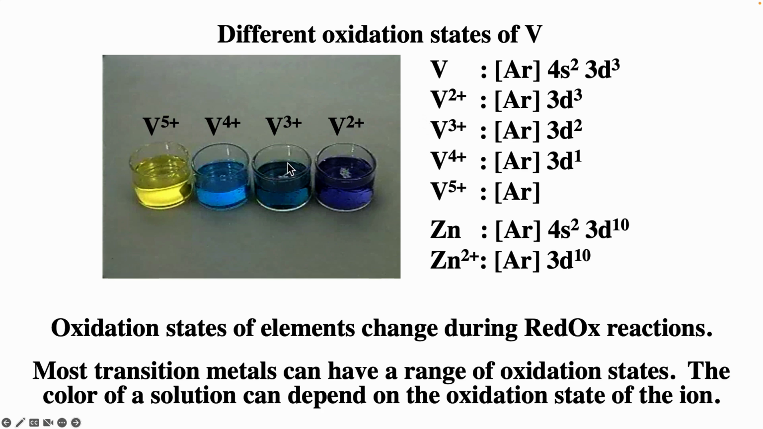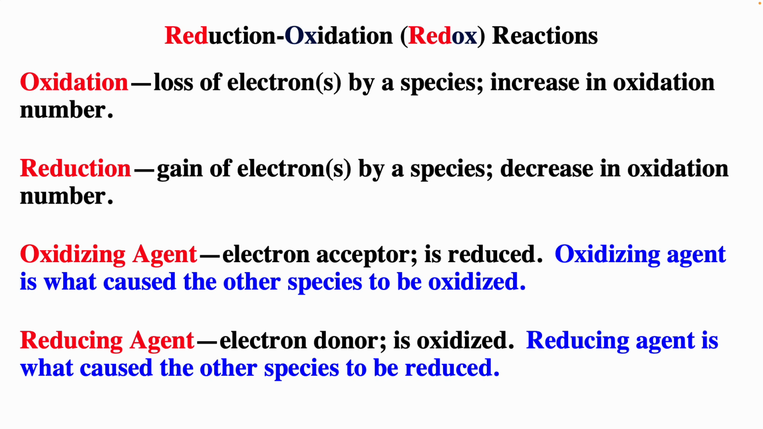Now each of these different oxidation states actually has a different color. Remember, transition metals can have a wide range of oxidation states. And so what we're seeing is the vanadium is being reduced and the zinc is being oxidized. Remember, LEO goes GER, lose electrons is oxidation. So zinc is losing electrons, gaining electrons is reduction, and so the vanadium is gaining electrons. And so oxidation is the loss of electrons, reduction, gain electrons.